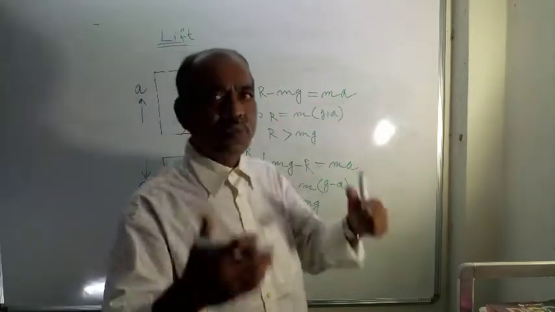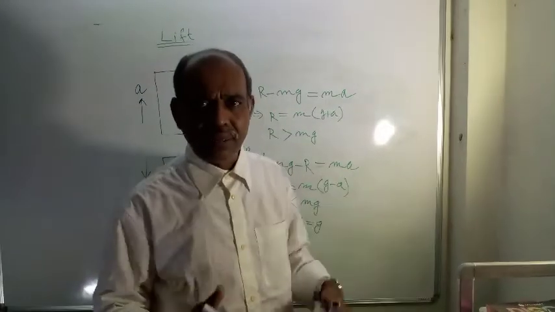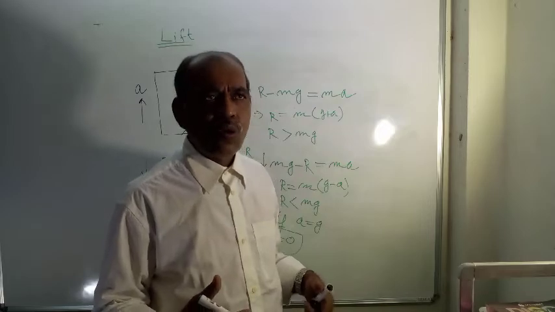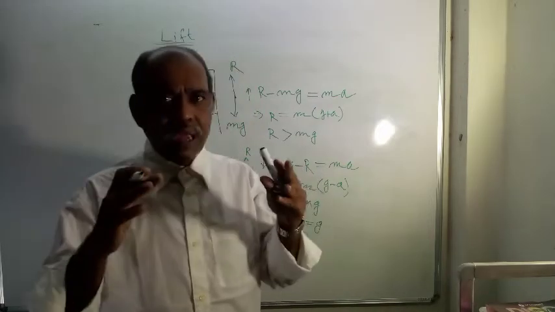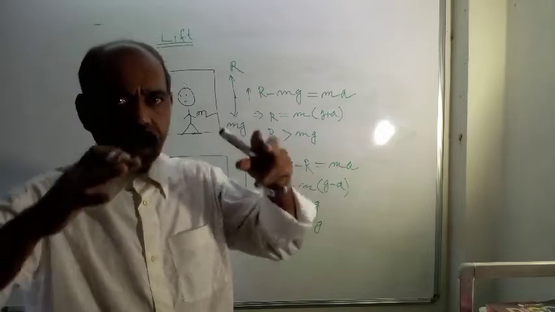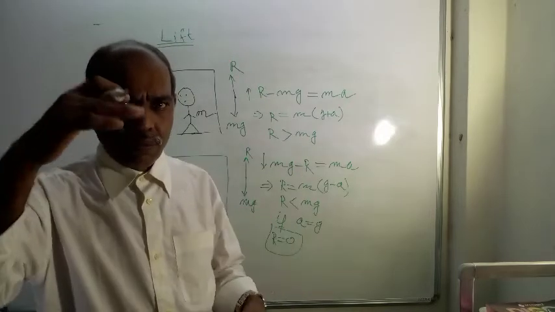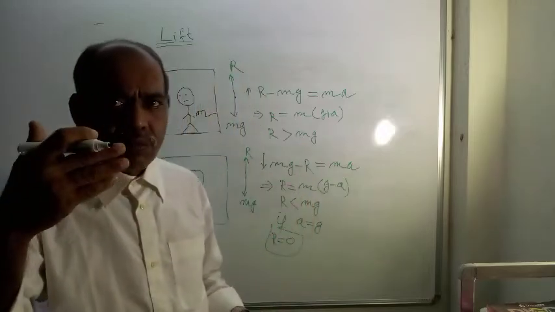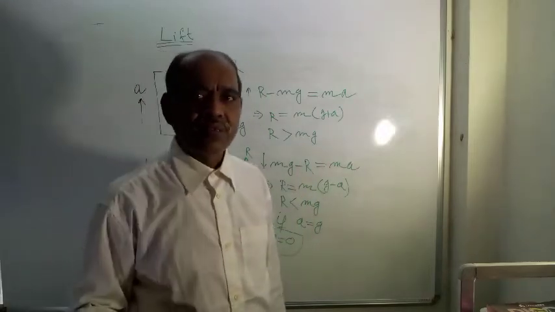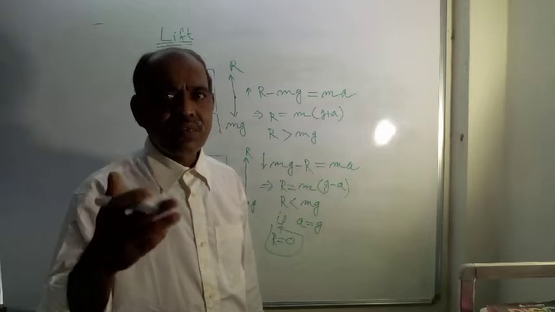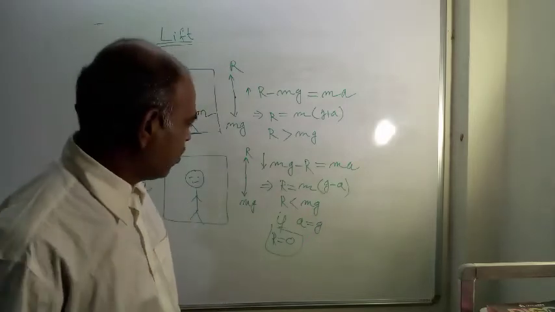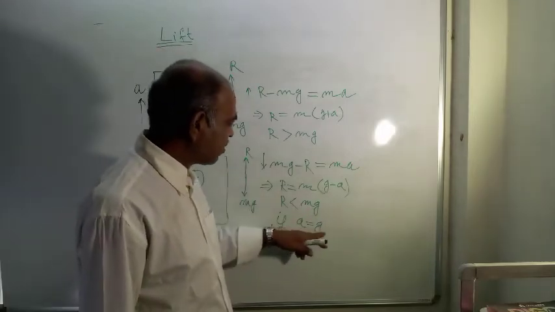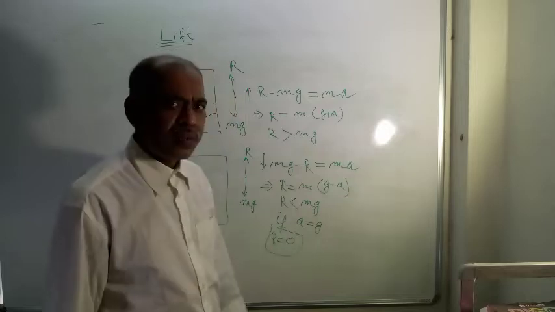Similarly, if you jump from the roof of a building, during the time in which you are freely falling, you will feel weightless, because in that case the reaction is 0. So here, if A is equal to g, then R is 0.